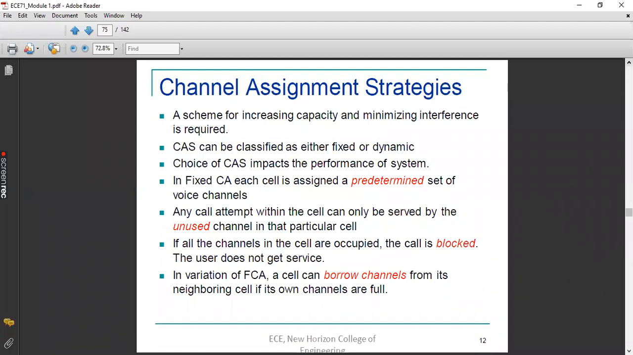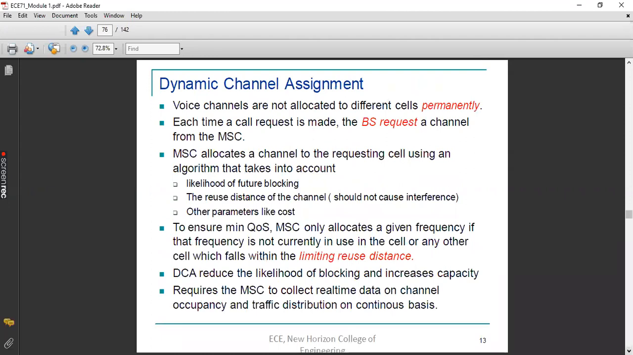Okay, so what I will do is, since I'm not willing to make delay in my communication, I will try to borrow the channels from neighboring cells. This is known as dynamic channel assignment strategy, which is different from FCA. FCA means fixed channel assignment strategy. That is being discussed in the next slide.